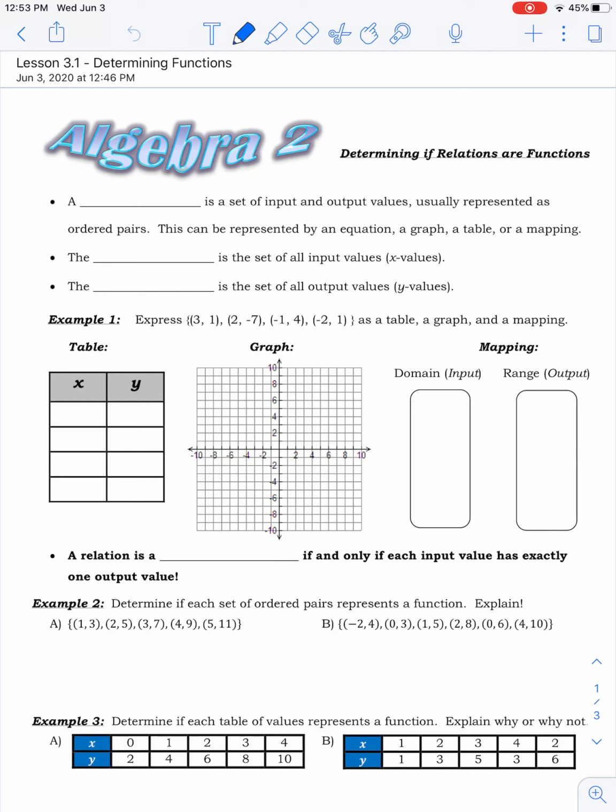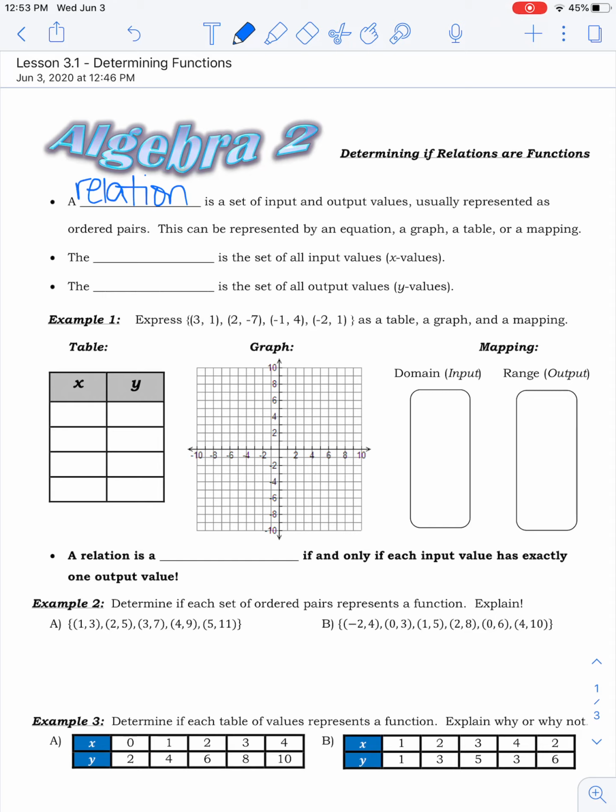Unit 3 is on functions, and in this first lesson, we are going to be determining if relations are functions. So in this first blank here, we have a relation is a set of input and output values, and it is usually represented as ordered pairs. This can be represented by an equation, a graph, a table, or a mapping diagram. And we're going to see all that below in just a few seconds here.